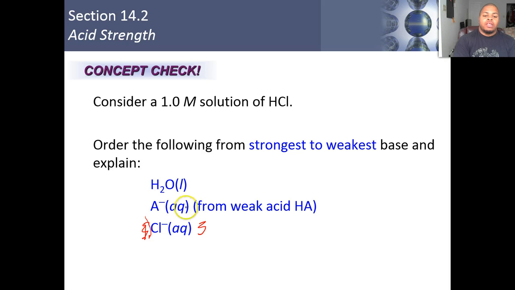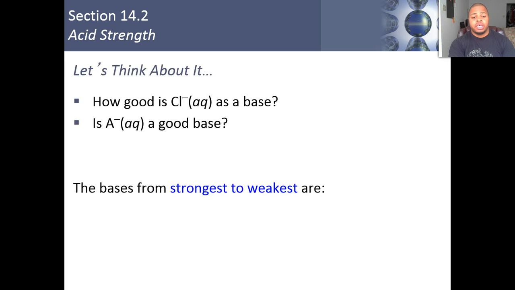Now, next thing we have is water, or whether it's going to be our conjugate base from a weak acid. Well, we said that from a weak acid, it's going to be number 1. So that means water is going to be number 2. Let's check and see. Again, we're going to go through the process of thinking. How good is Cl- as a base? When we come out, strongest to weakest, our conjugate base from a weak acid is going to be stronger than water, which is going to be stronger than our chloride ion.